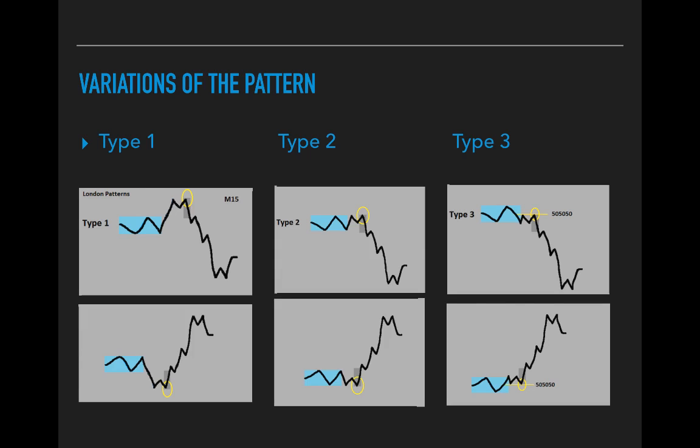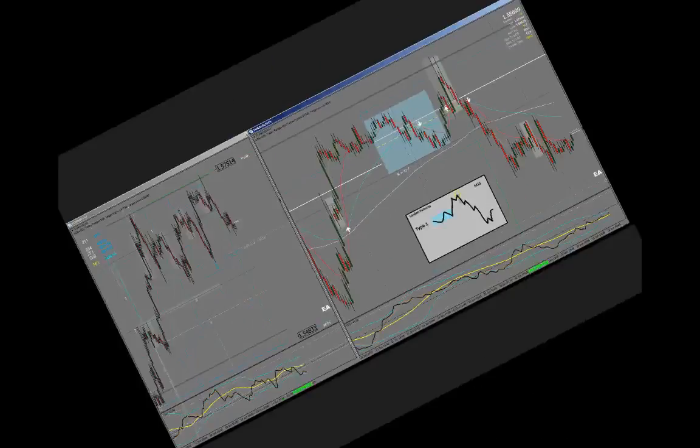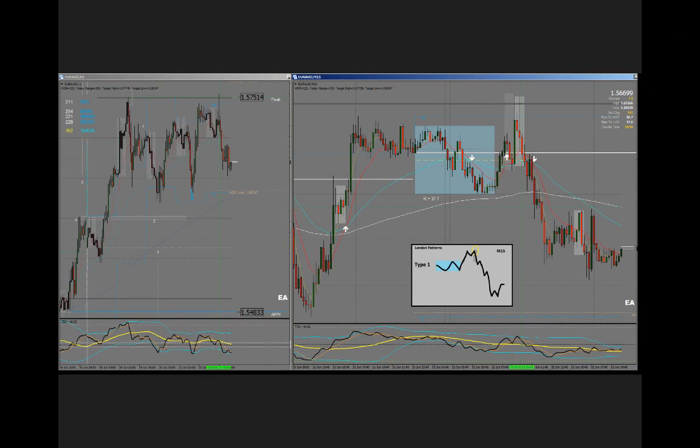All right, so I'm going over these pretty quickly, and obviously in other videos later on, I will be going into more depth so that we can take a look at these different variations. But I'm going to show you a couple examples right now on the live charts so that you guys have an idea. All right, so this is a type 1 example. Okay, this actually happened last Friday on Euro Aussie.